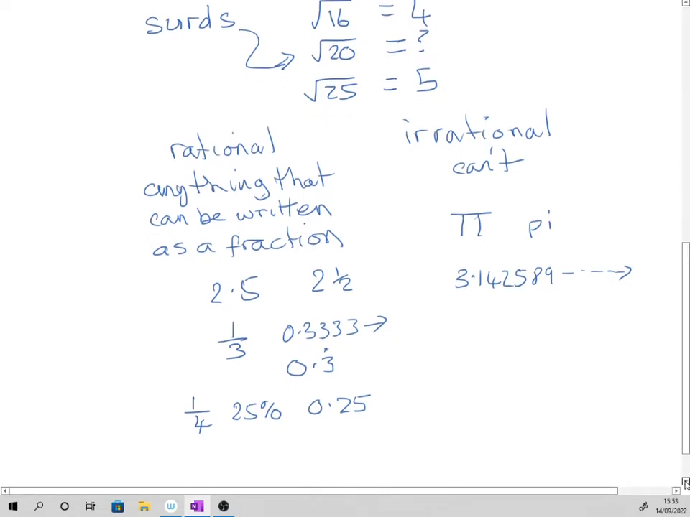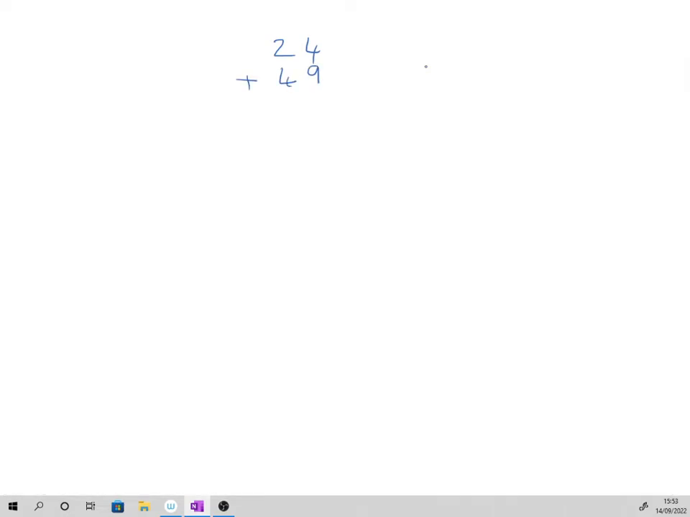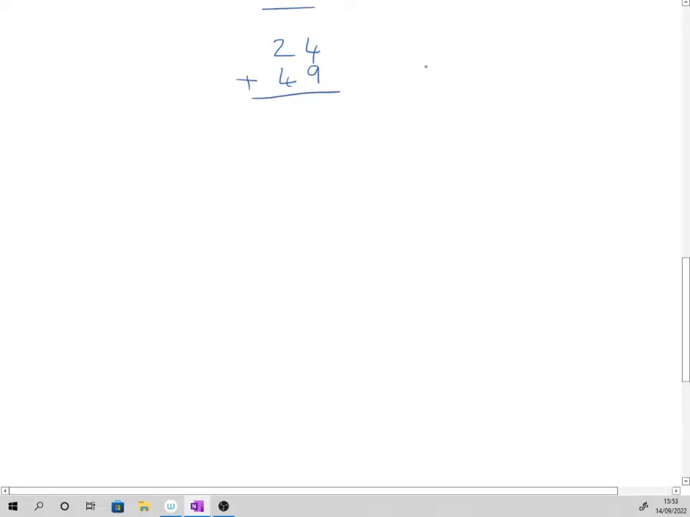Then we moved on to some very, very basic addition. So we did 24 plus 49, and you start from the right hand side and you work left. 4 plus 9 is 13, and you carry 1 over, so you've got 3 in the unit column and 1 in the tens column, and 2 plus 4 is 6, plus the 1 is 7. So that's addition.